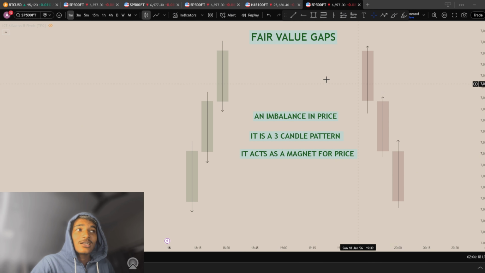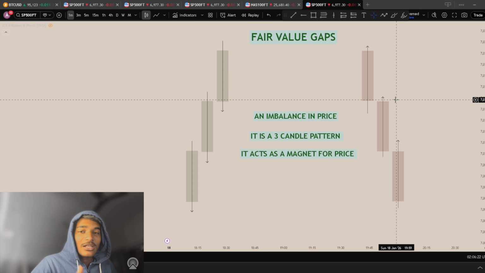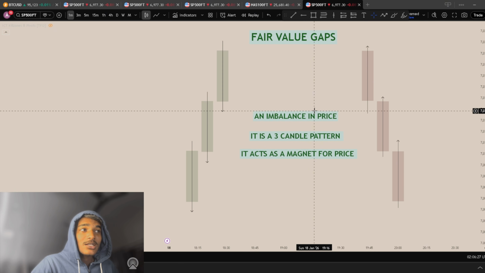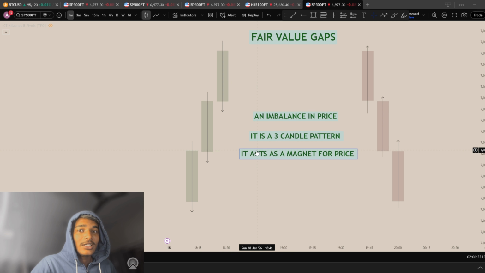So these are the three things which explain a fair value gap. Once again, a fair value gap is an imbalance in price. It is a three candle pattern and it acts as a magnet for price. Make sure you are taking notes of it.